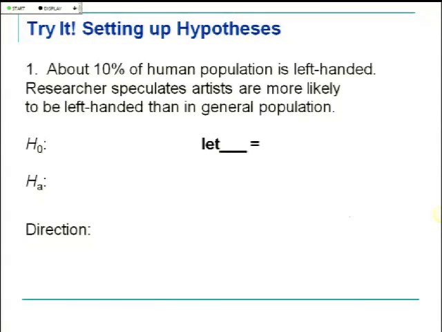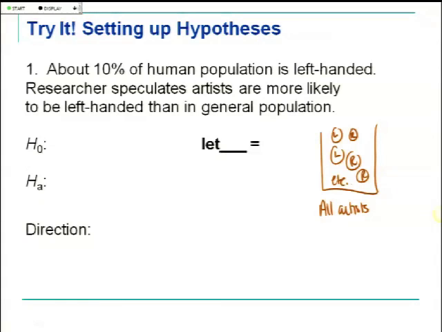Population of all artists. Here are all artists. And in that population is a ball for each artist, and whether they are left-handed or right-handed. And it's a very large population. And what I'm trying to learn about for that population is the proportion of artists that are left-handed.